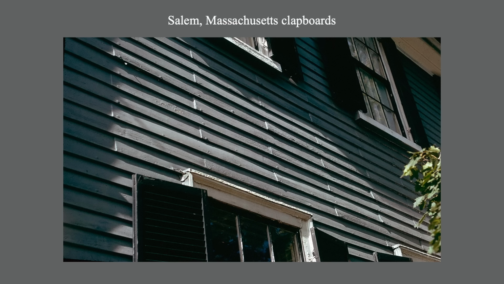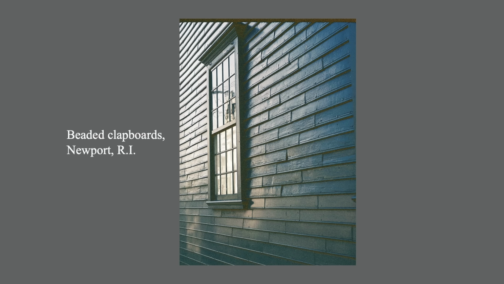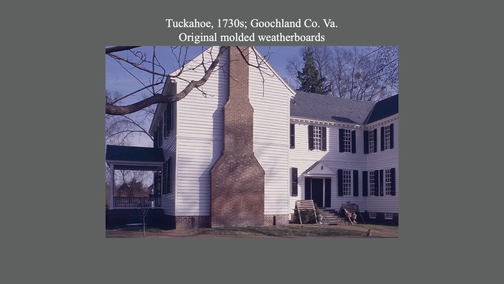This photo of a Salem house shows the joints between the clapboards, and also the clapboard's smaller scale, more in keeping with the smaller scale of New England houses. On more refined houses, clapboards were sometimes beaded, but could still have random lengths. Now, since both clapboards and weatherboards were cut from well-seasoned virgin timber, they can last indefinitely if properly maintained. In Virginia, Tuckahoe's molded weatherboards are nearly 300 years old.